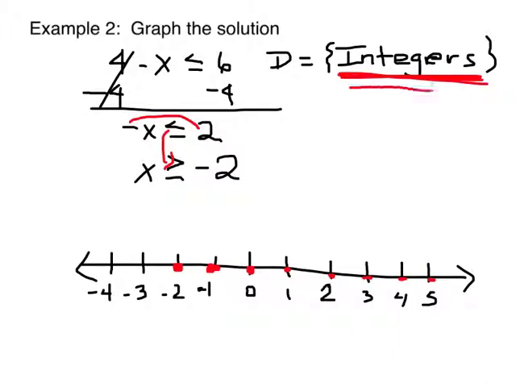Now, if my domain was real numbers, I would have started here at negative 2 with a closed circle, and I would have had a line with an arrow going right.